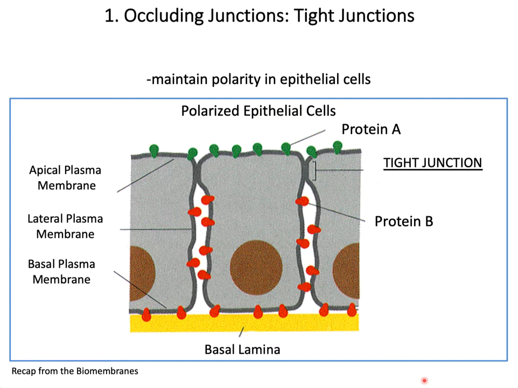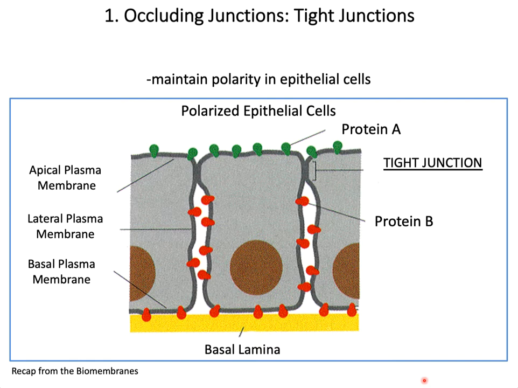The first major group are the occluding junctions, and as their name suggests, the role of occluding junctions is to occlude certain proteins and certain solutes. An example of an occluding junction is the tight junction, and tight junctions play a number of important roles, especially in the epithelial layer. You have seen a couple of these already.